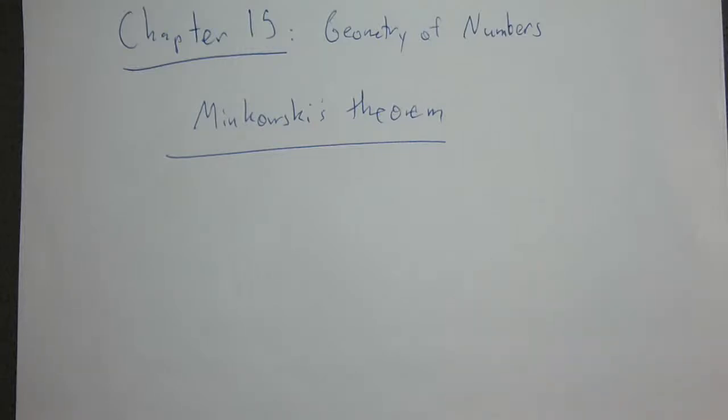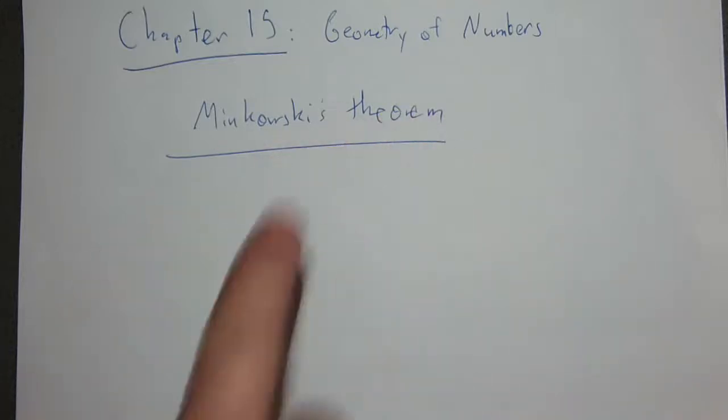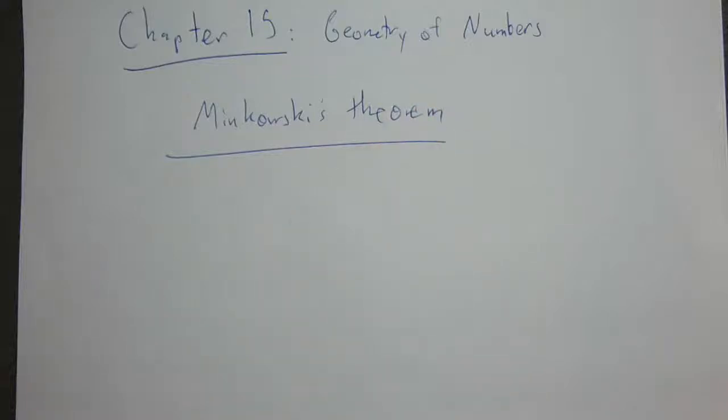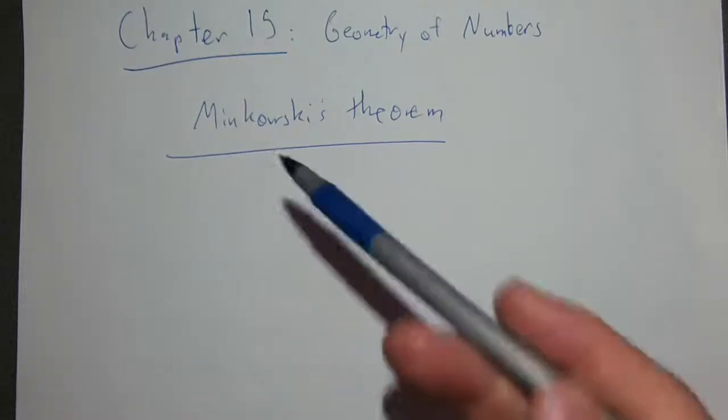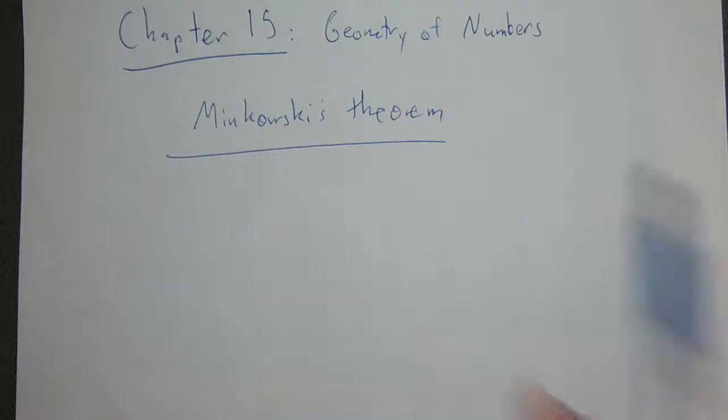I should say that there are precursors that maybe could have been said to be the first theorems in some kind of geometric consideration of numbers. For instance, Pythagorean triples, right? Clearly related. So there's not a real clear first theorem in geometry of numbers, but Minkowski himself did a lot in this area, especially this Minkowski's theorem that we're going to see.